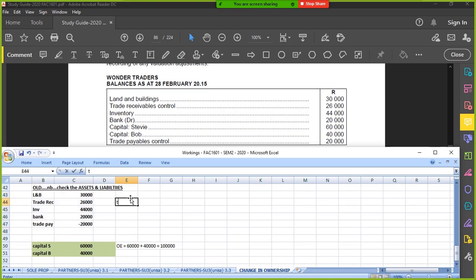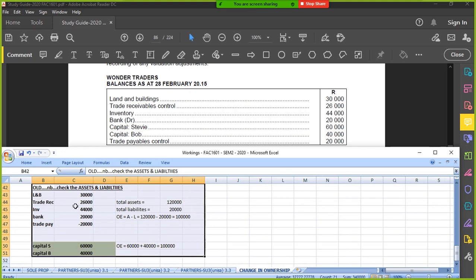All right, so if you're looking at assets, okay, 30 plus that plus that plus that gives you 120. Do you see that? Okay, this is important for later on when we do other things. All right, total liabilities, 20,000. There's only one. Okay, so owner's equity equals A minus L. So 120 minus 20 is 100. Do you see that? Okay, and this is for the old. This is for the existing partnership.